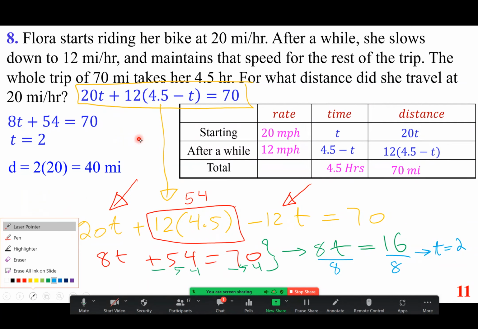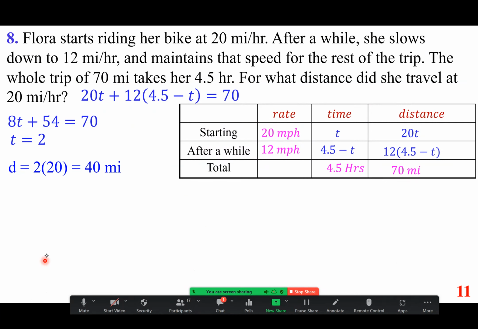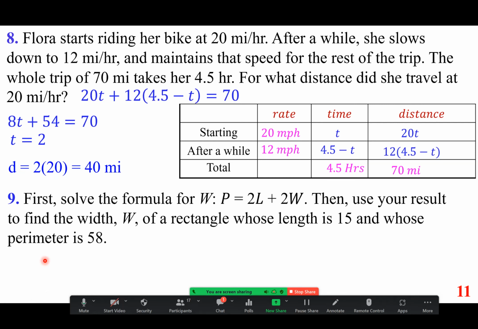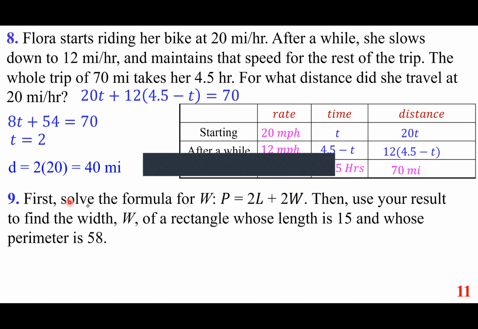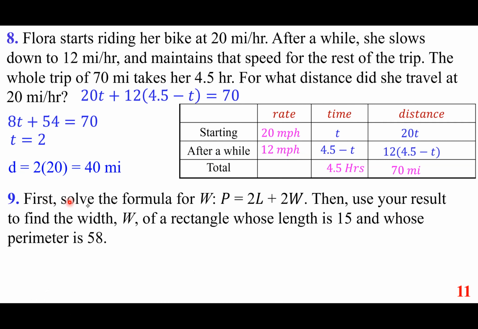All right, I want to go to the next question, everybody. So we're going to clean up. Here's the next question, and to make sure we can see everything, let me hide this. Could somebody read this question, please? I can. Please. First, solve the formula for W. P equals 2L plus 2W. Then use your result to find the width W of a rectangle whose length is 15 and whose perimeter is 58. Excellent. First, I want to remind you of a couple of formulas before we solve this.